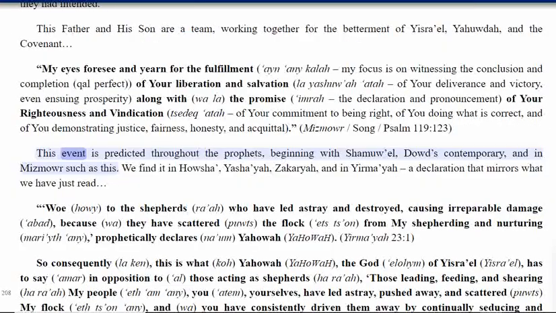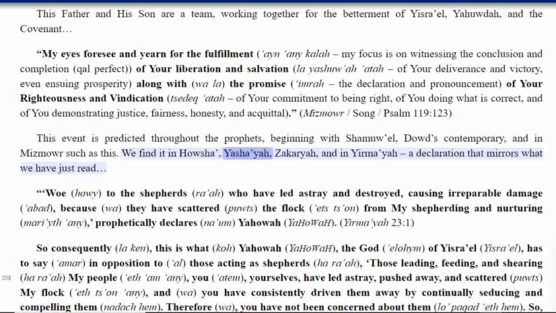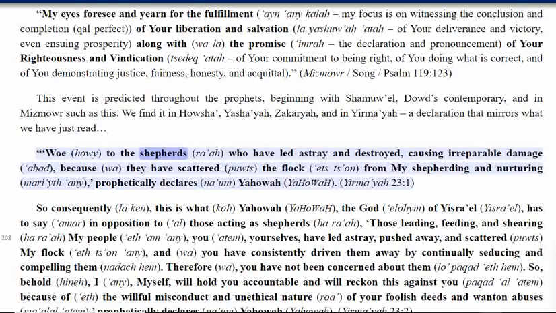119-123. This event is predicted throughout the prophets, beginning with Shamuel, Dowd's contemporary, and in Mizmowr such as this. We find it in Hosea, Yeshaya, Zechariah, and in Yirmiah, a declaration that mirrors what we have just read. Woe, Howie, to the shepherds, Ra, who have led astray and destroyed, causing irreparable damage, Abad, because, Wah, they have scattered, Pools, the flock, Etstasan, from my shepherding and nurturing, Marieth any, prophetically declares, Naum, Yahowah, Yahowah.